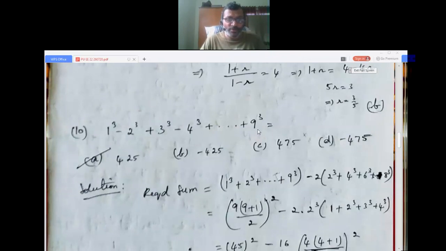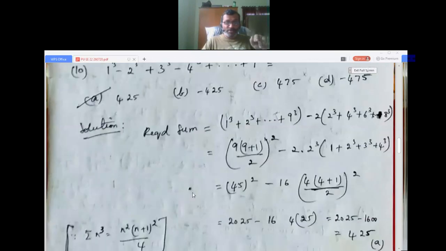Till 9 cubed equals. This could have been a direct question, but since there are minus signs in between, you have to solve it separately. First option 425, second option minus 425, third option 475, fourth option minus 475. So see how we do this.